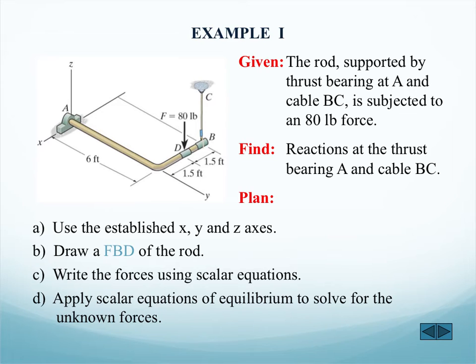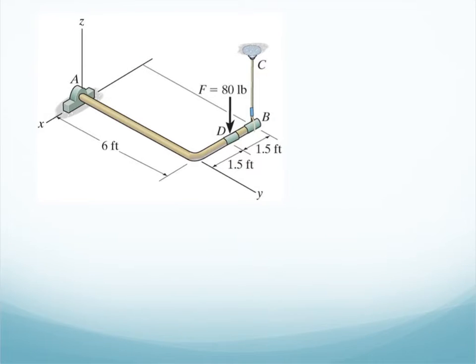So we have this rod. It's supported by the thrust bearing and the cable, and there's an 80-pound force that is also a load on it, and we're trying to find the reactions at A and the cable force. So let's go back to our picture. We're actually going to redo it. And so we had said we had Az and Ax, and we had also Mz, and we also had Mx. And so those were our reaction forces.